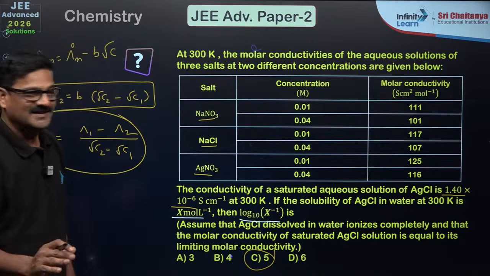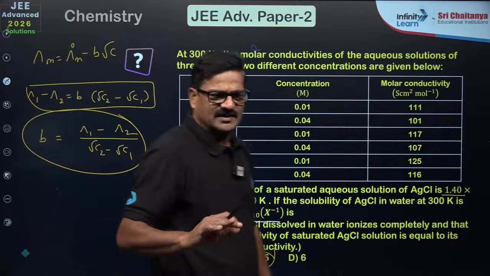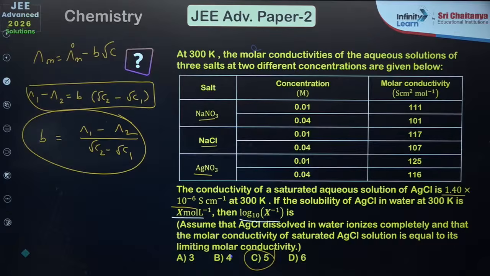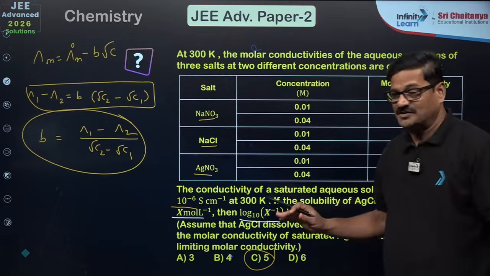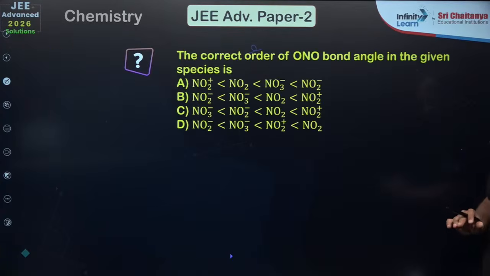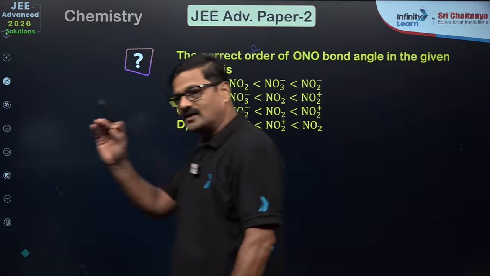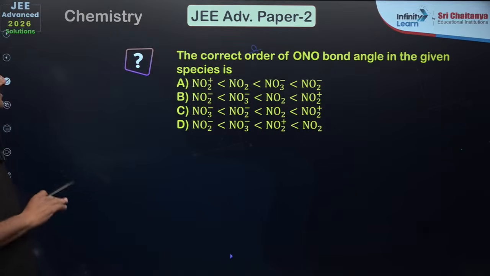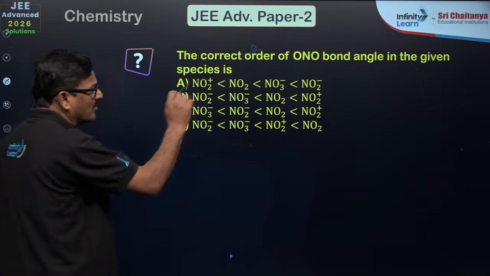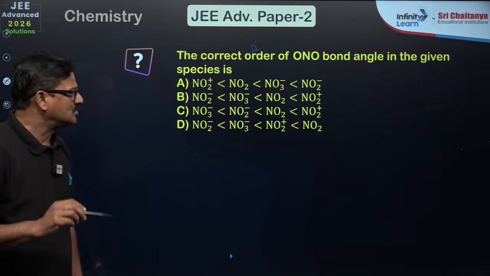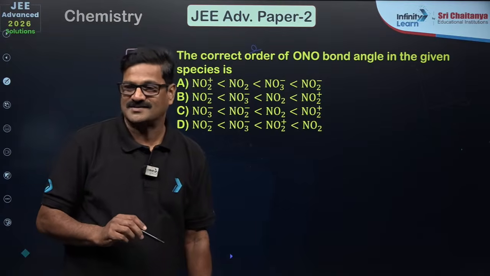Hope you understood this. This is a direct application of the Debye-Huckel-Onsager equation, and it is from electrochemistry. Next, moving ahead, here is the correct order in inorganic chemistry, chemical bonding, bond lengths. The correct order of the bond angles of NO2 plus, NO2, NO3 minus and NO2 minus.